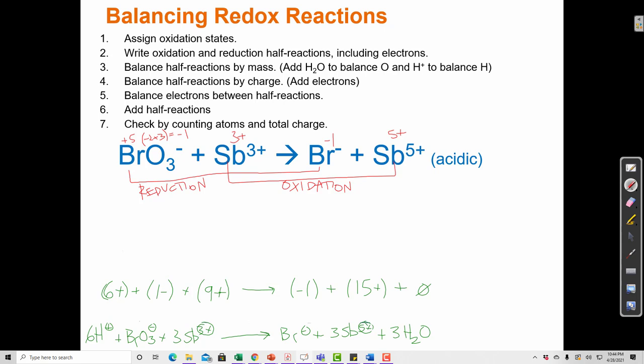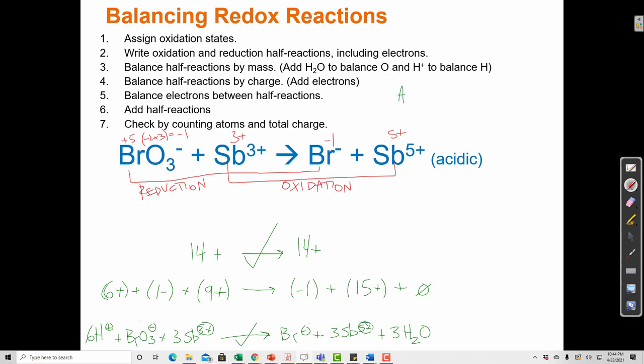All right, so let's make sure that those numbers are the same. 9 plus 6 is 15 plus. 15 plus minus 1 is 14 plus on this side. And over here, I have 15 plus plus 0 minus 1. That's equal to 14 plus. So the charge on each side is the same. All the atoms on each side is the same, so this reaction is balanced. We just checked it and everything checks out. It looks good. So this is how we balance a reaction in acidic solution.